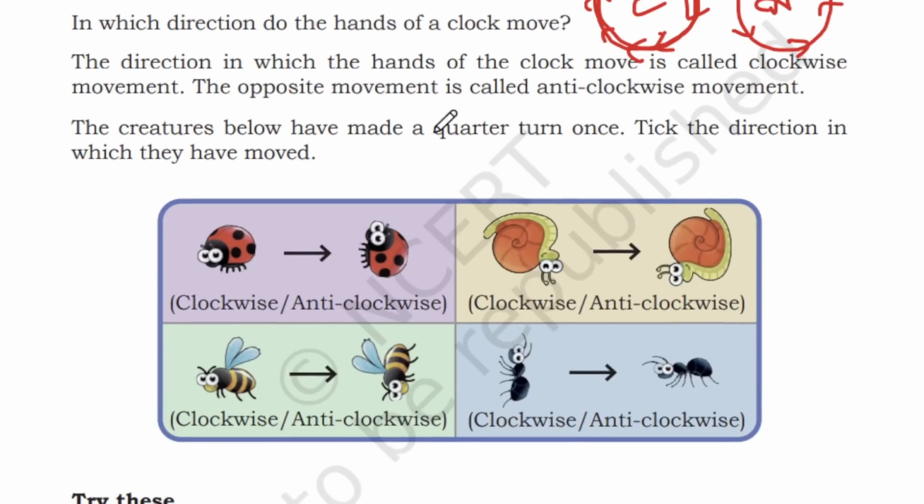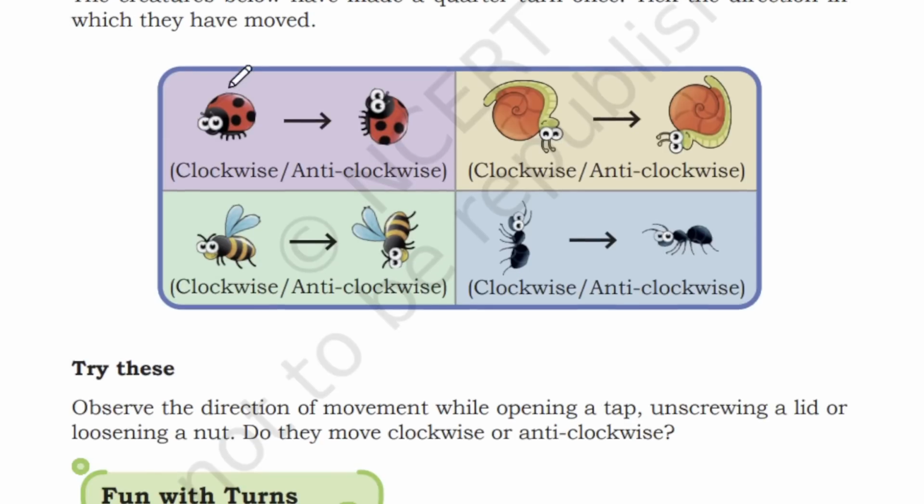The creatures below have made a quarter turn. Tick the direction in which they moved. Okay, so here we have an insect, and the next move of the insect is this. So this is a clockwise direction. We have a snail here. The snail should come this side. Yes, it is coming. So this is clockwise. And we have a bee. The bee should go this way, but what is happening? See this picture, it is reversed. So it is anti-clockwise. And the ant, it should come here, but it is reversed. So it is anti-clockwise. Okay.